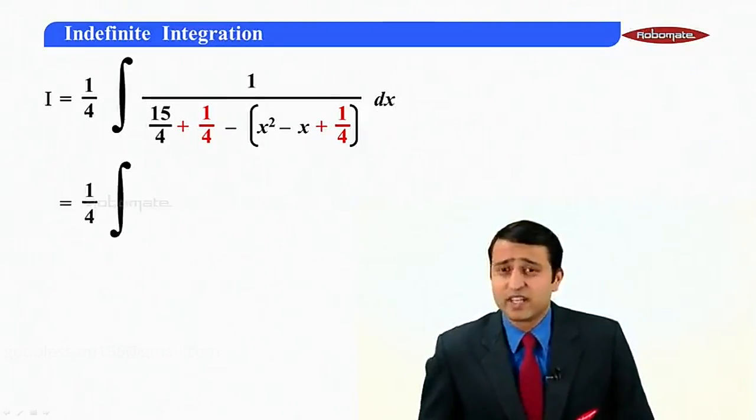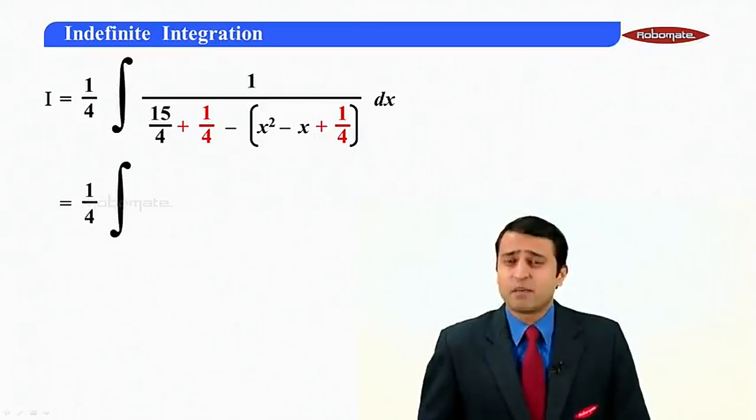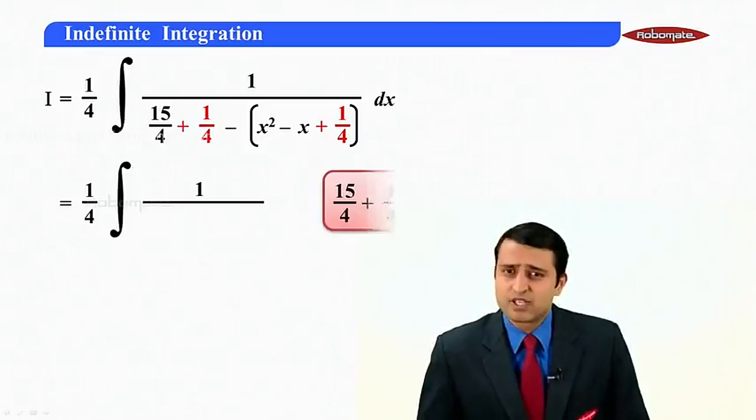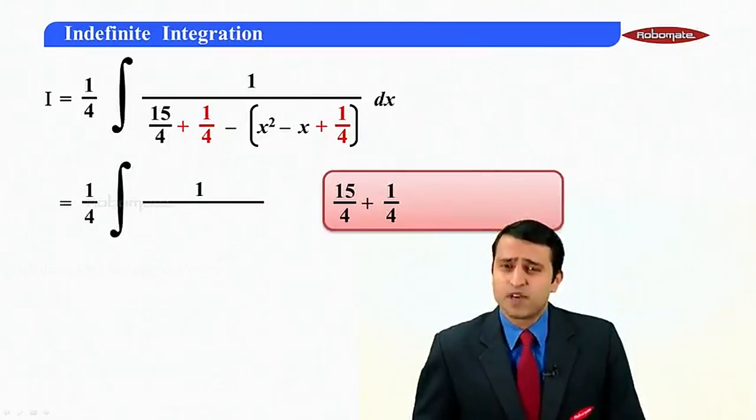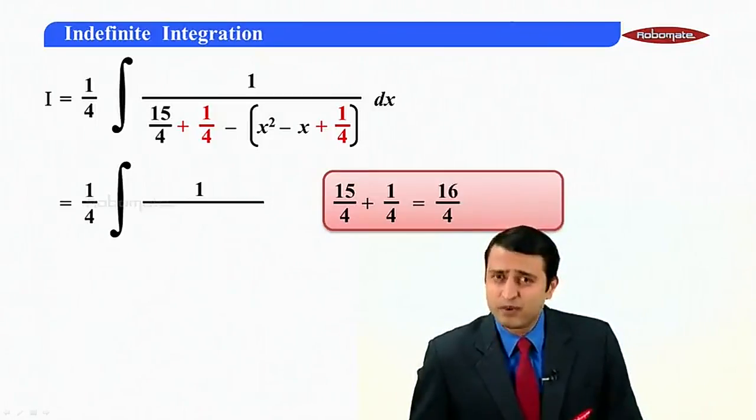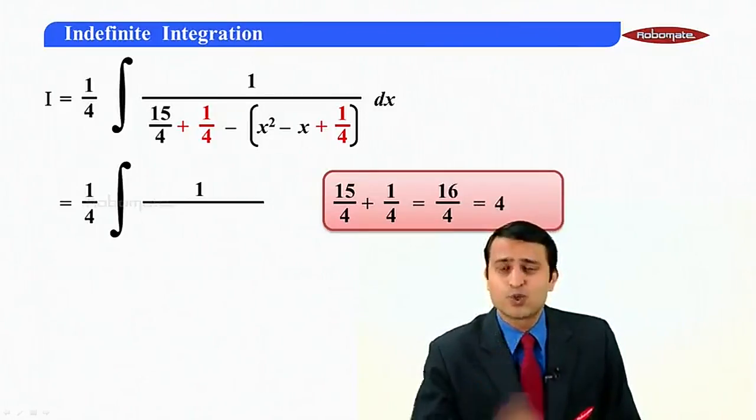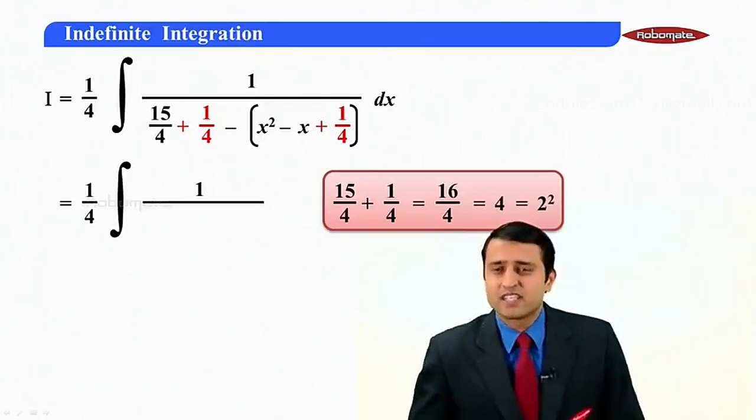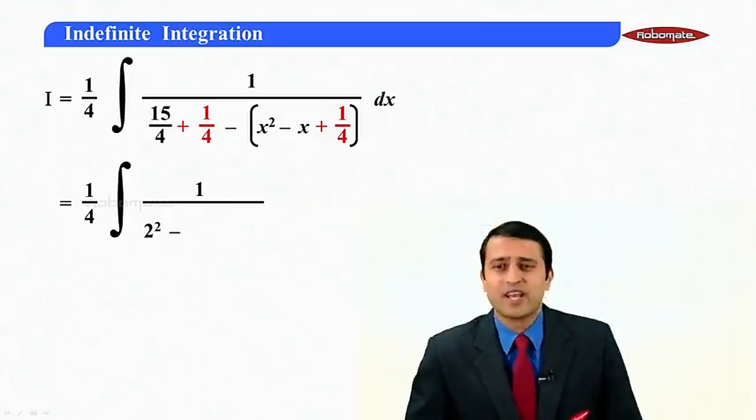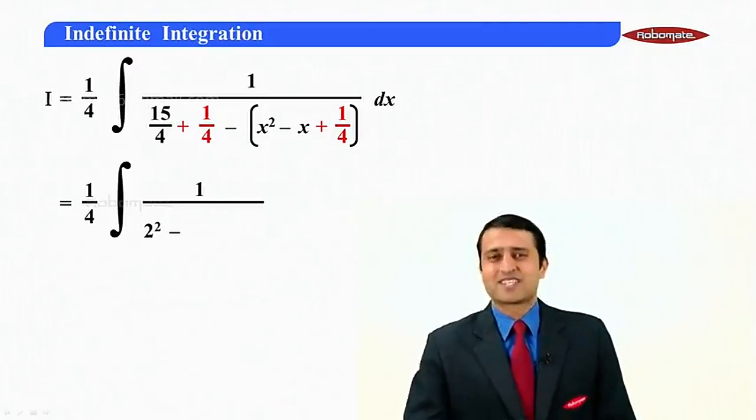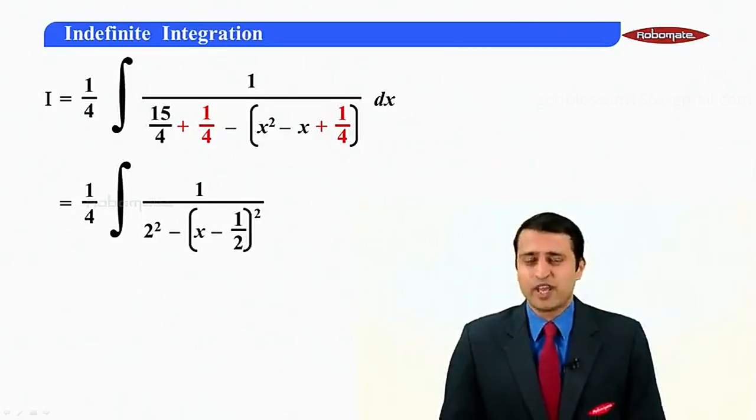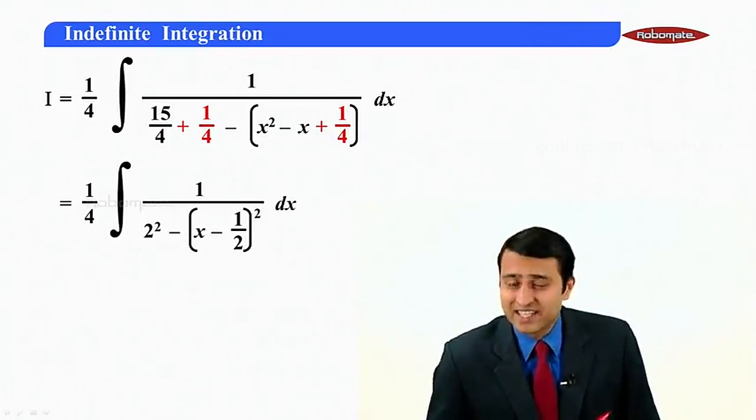So what we'll get in the denominator is, now we have 15 by 4 plus 1 by 4. Just for simplicity, I have done the calculations for you. Now 15 by 4 plus 1 by 4, can I say it is 16 by 4, and 16 by 4 is nothing but 4, which can also be written as 2 square. So instead of writing 16 by 4, or instead of writing 4, let us write here 2 square. So that's 2 square. And obviously the quadratic here can be written as x minus half the whole square. Now do not forget the dx.